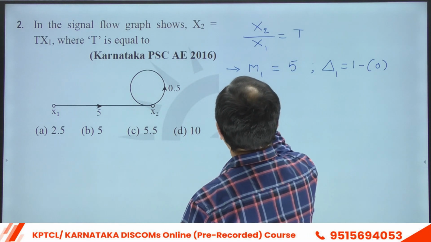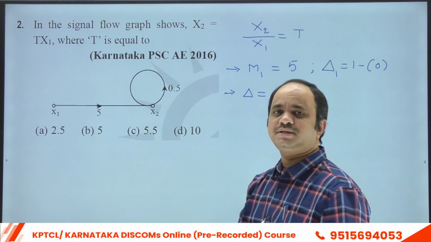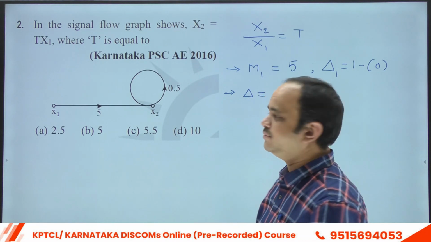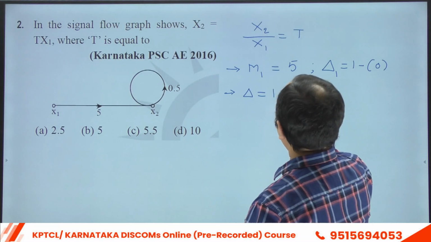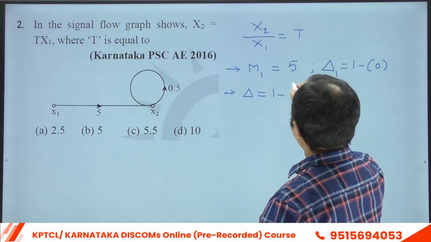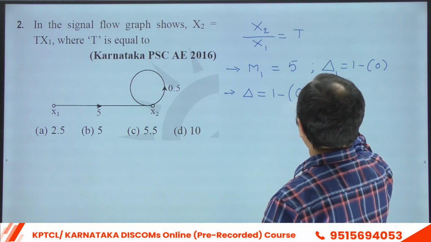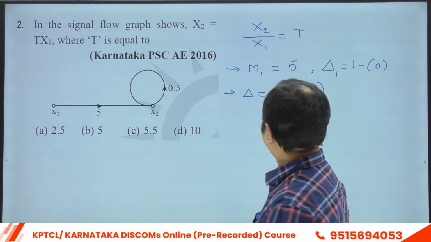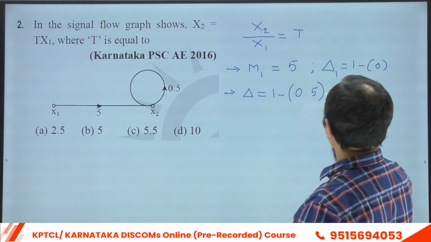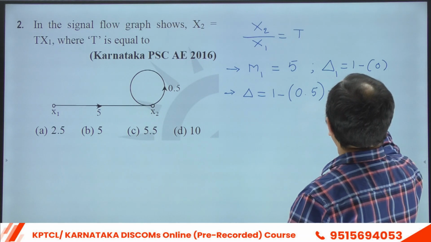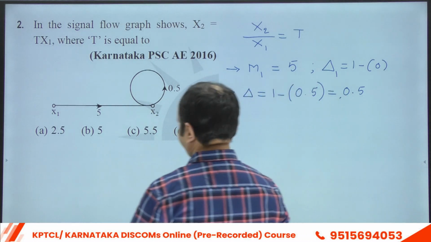Okay, next let us find delta value. So these steps are to apply Mason's gain formula by using signal flow graph concept. So what is delta here? 1 minus any loop. First we need to find out individual loops. What is the individual loop here? That is 0.5 loop gain, I mean. So there are no other loops and no non-touching loops also. Therefore delta value is simply equal to 0.5. Delta value is simply 0.5.